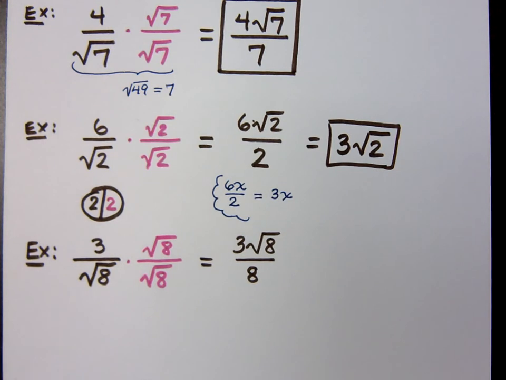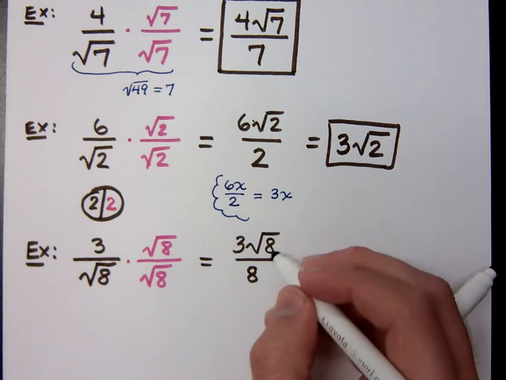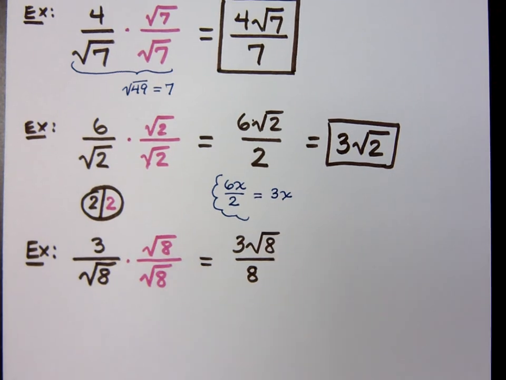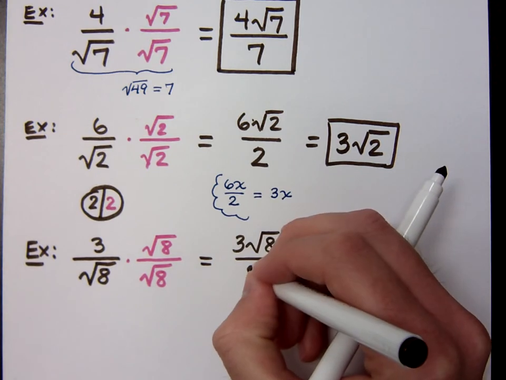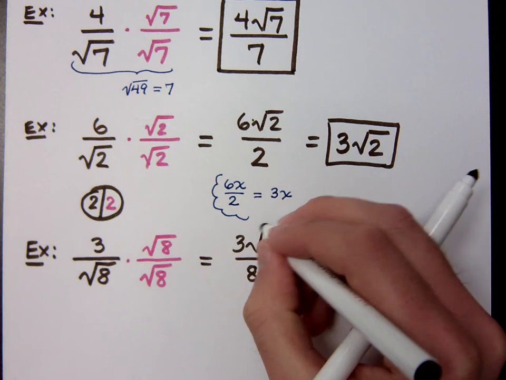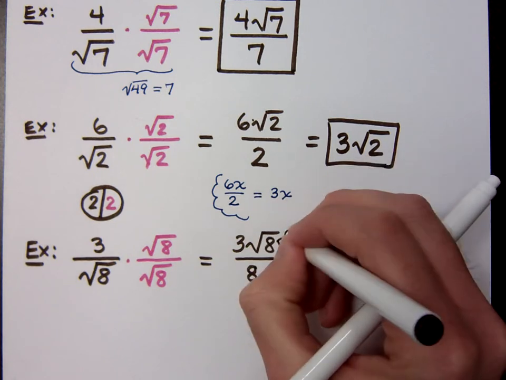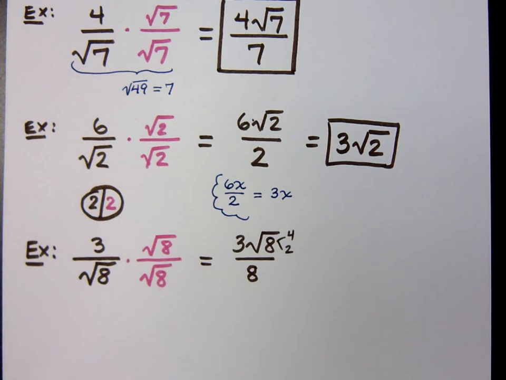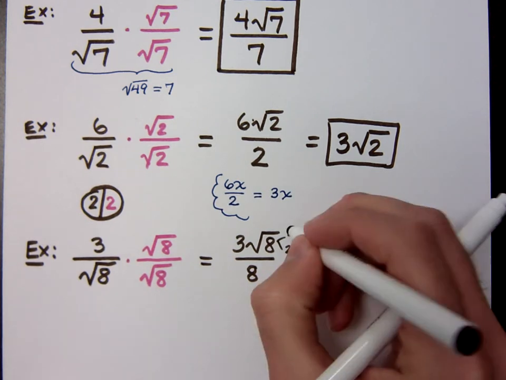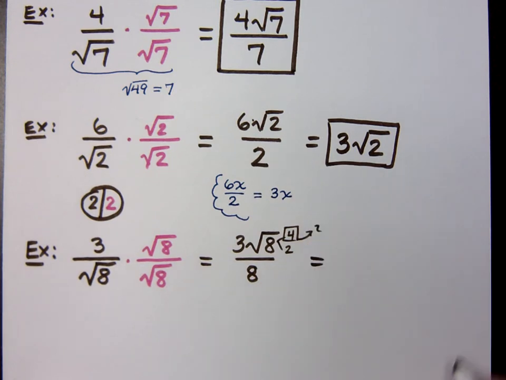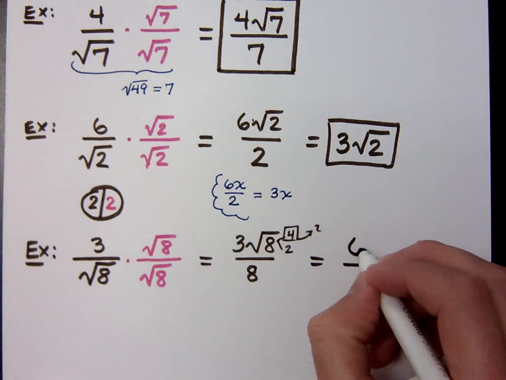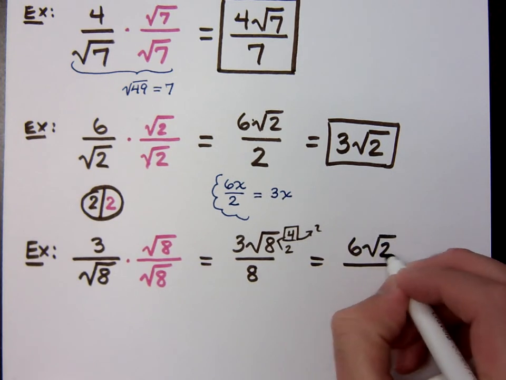What am I going to simplify? I can just cross out these 8s, right? No. I can't reduce the 8 and the 8 because they're not common factors, because this one's inside the radical and that one's not. But I can break this down to be 4 times 2. 4 is a perfect square, and it's the square of 2. So what do you get in the numerator? 6 square roots of 2 over 8.